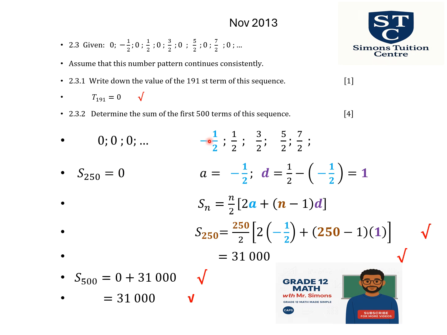For the second series, my A value or first term is negative half. Half minus negative half will give me 1, so d is 1. So Sn equals n over 2, sum to 250. 250 divided by 2, A being negative half, 2 times negative half, 250 minus 1 times 1 gives me 31,000. So 1 mark for correct substitution, 1 mark for answer. Sum to 500, 0 plus 31,000, 1 mark, and my final answer, 31,000.